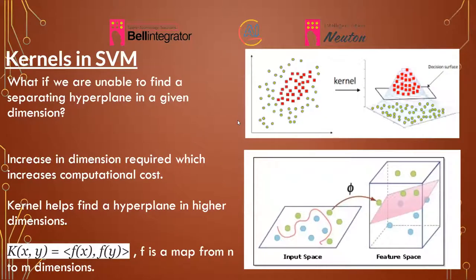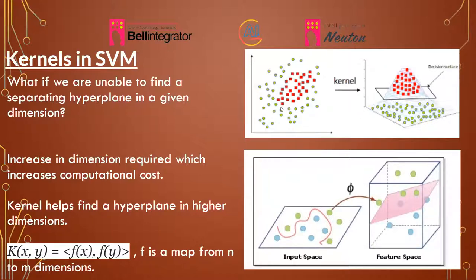So the principle here is basically called kernelization. And let me quickly explain from a very basic perspective what kernels actually are. And then I'll show you how it looks for the points that I brought up in the previous slide. What happens if we are unable to find a separating hyperplane in a given dimension? What I could do is project it onto a higher dimension as is shown here. And then I can very easily find a plane that separates the two points.